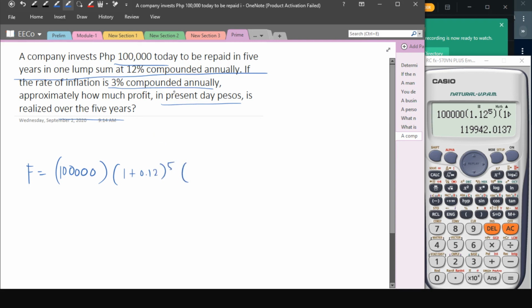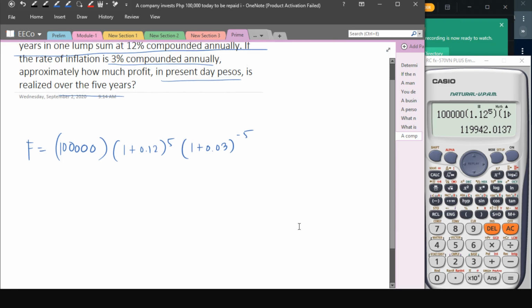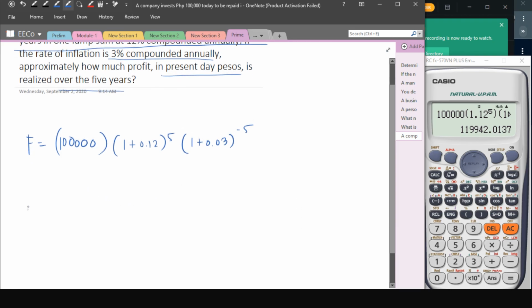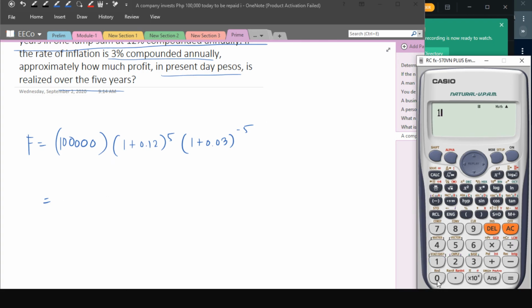Multiplied to 3% compounded annually yung inflation mo. So, 1 plus. Ito, investment. Ibig sabihin, that is savings. Savings yan. 1.12, 0.03. Raised to negative 5. Tapos, investment. Okay, investment siya. Ang kailangan mo dyan, profit. Okay? Mamaya natin minus yung 100,000 na investment. 100,000, ipagoy ko na lang pala. 1.12, okay, 0.03 na lang.